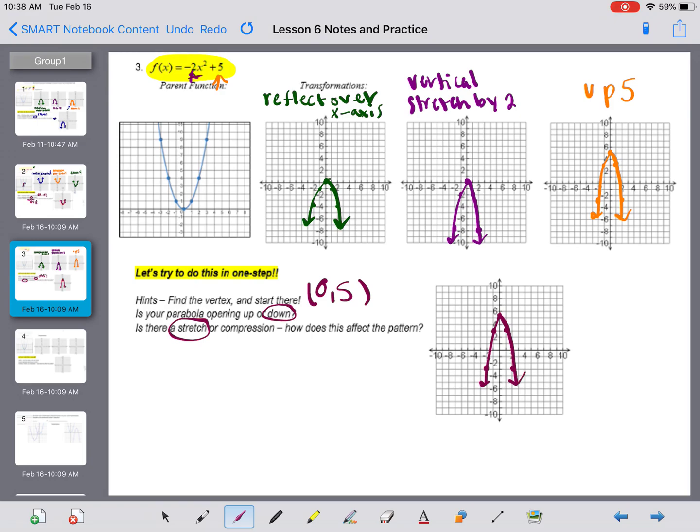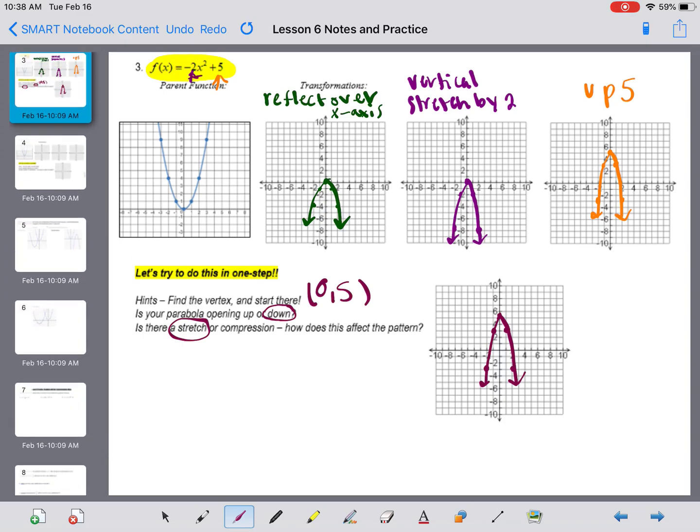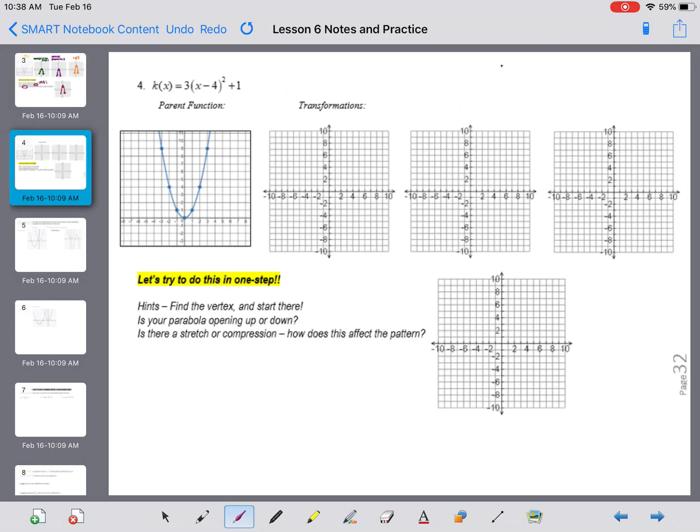Again, whichever way works for you. If you like to break it down in 3 steps, do it in 3 steps. If you like to do it all in one, by all means, do all the steps in one. And then last one for this video, there's the other video with the rest of the problems.